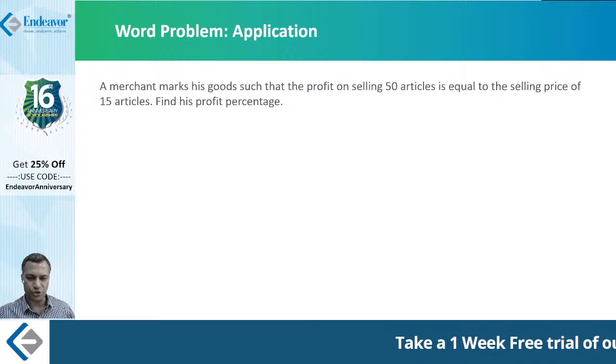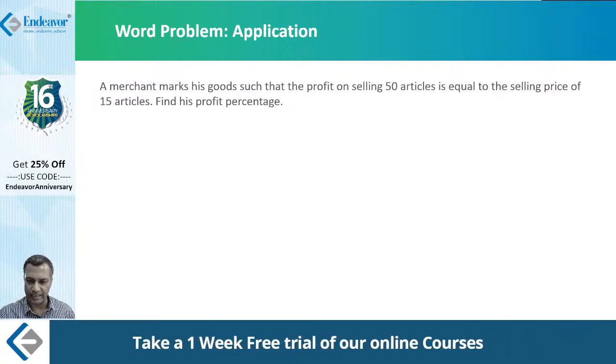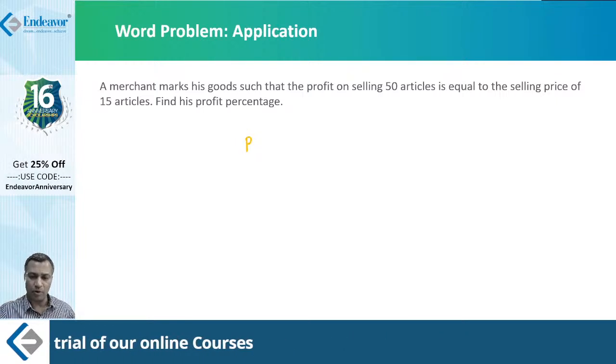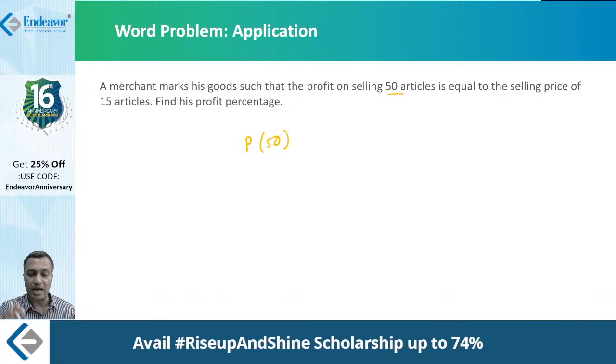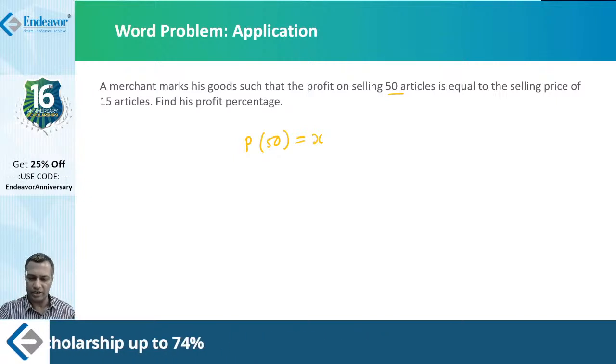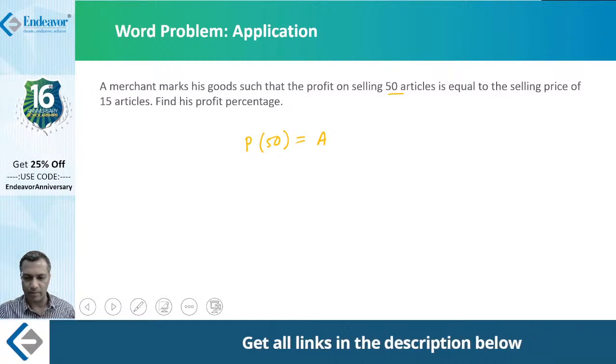A merchant marks his goods such that the profit on selling, say, profit per item is P. What is this? Profit per piece. Whatever the goods he is selling, profit per piece is P rupees. How many articles is he selling? 50 articles. That has become an amount called X. If you want to write the amount as A, write the amount as A. It's easy, right?